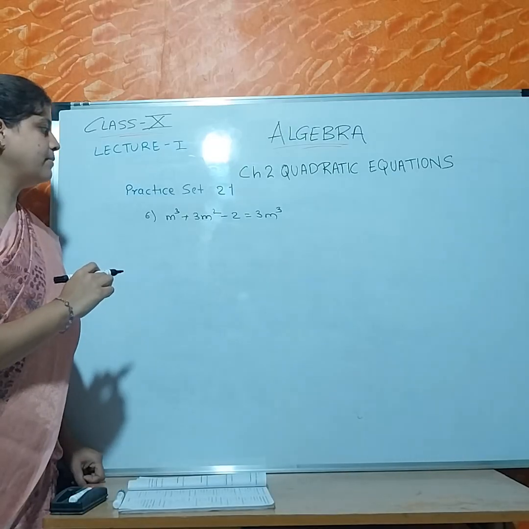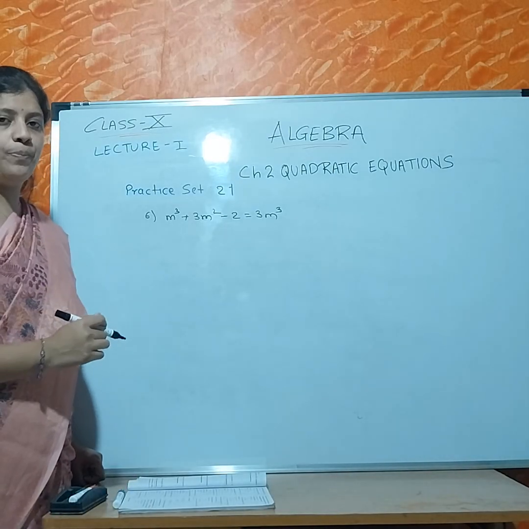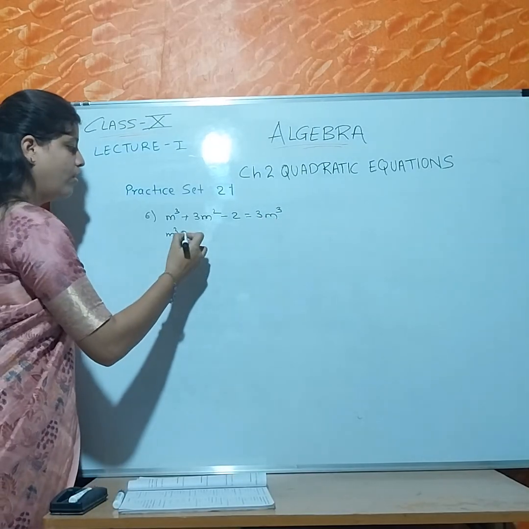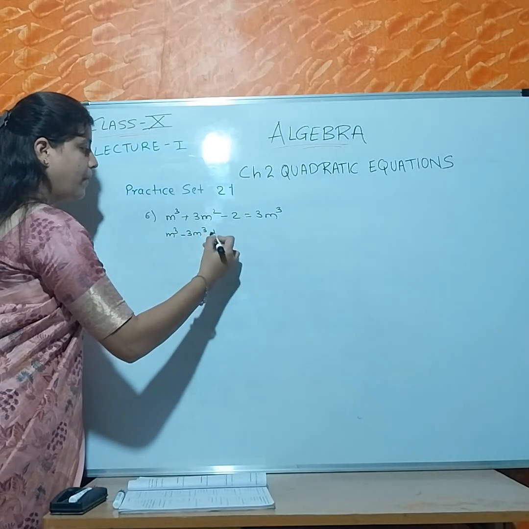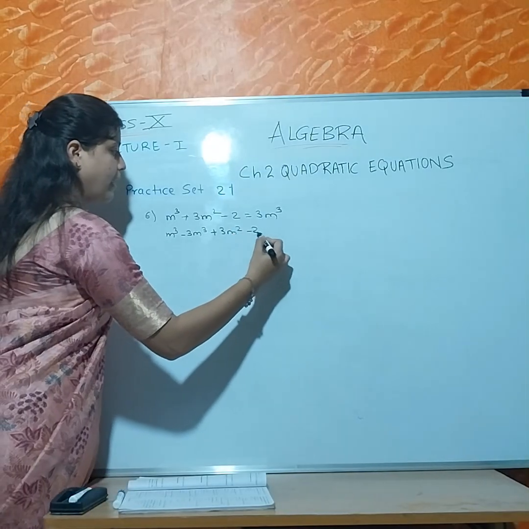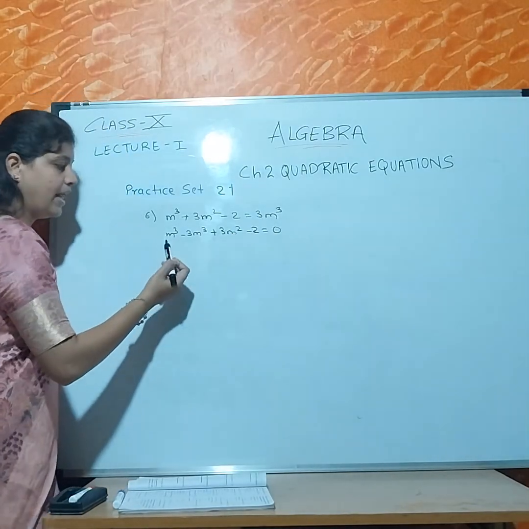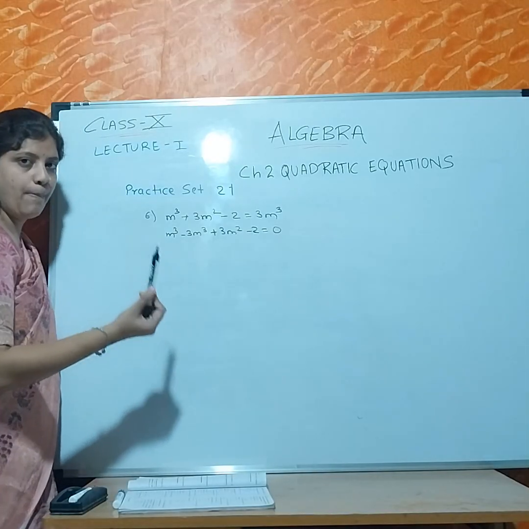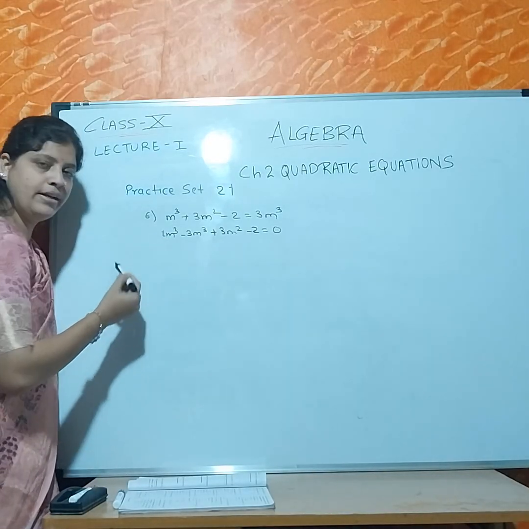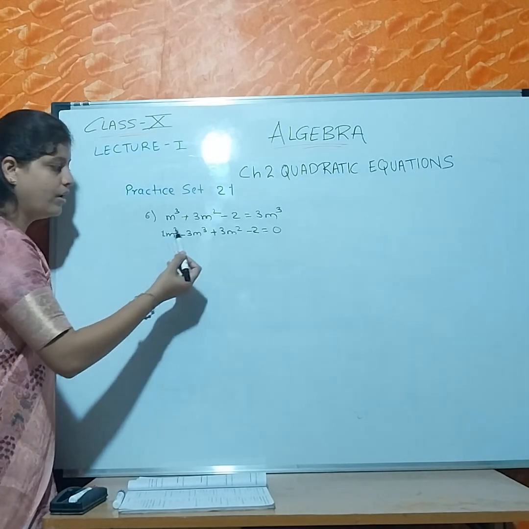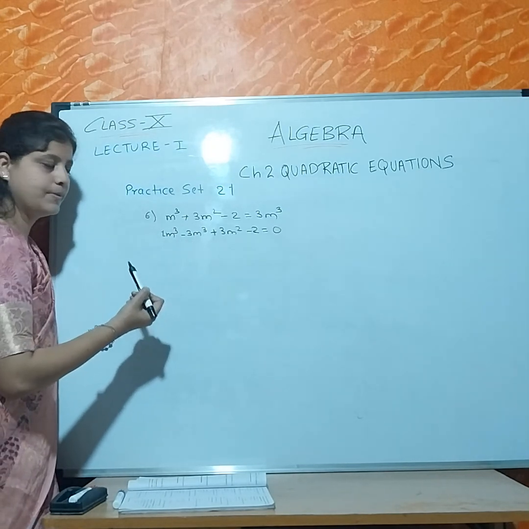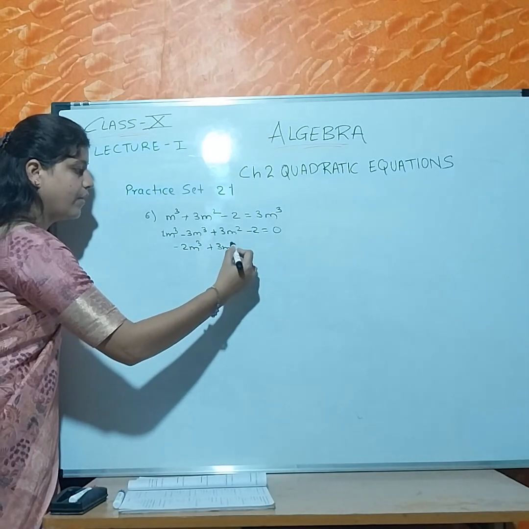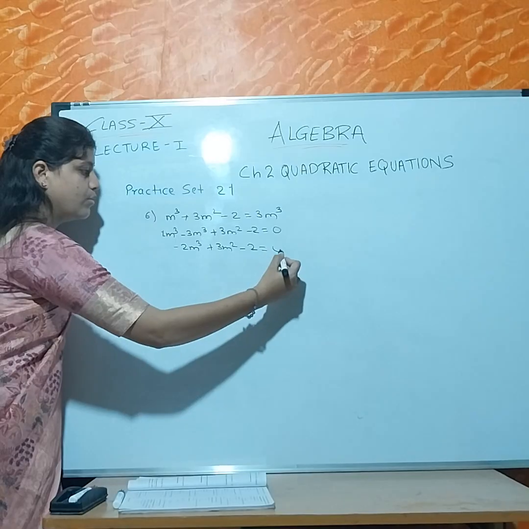m cube plus 3m square minus 2 is equal to 3m cube. So m cube, this plus 3m cube, here it will go minus 3m cube, plus 3m square minus 2 is equal to 0. Now tell me, m cube minus 3m cube, what is the answer? Plus minus minus. Here nothing but there is a 1. So 3 minus 1, 2. And bigger number sign minus. So minus 2m cube plus 3m square minus 2 is equal to 0.